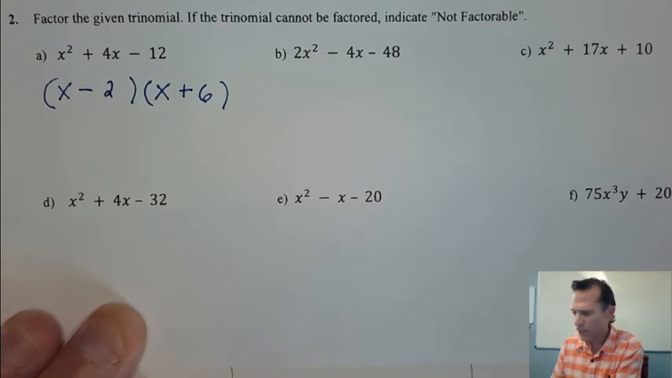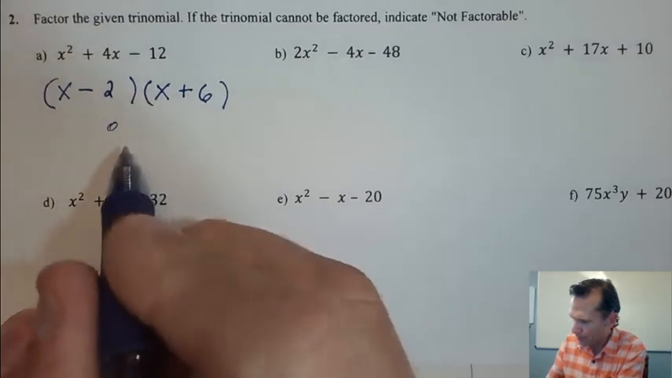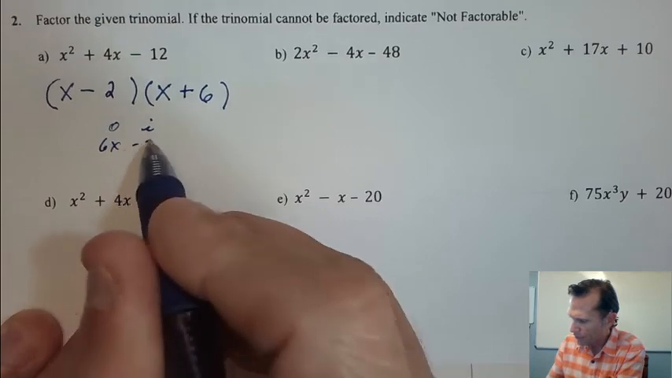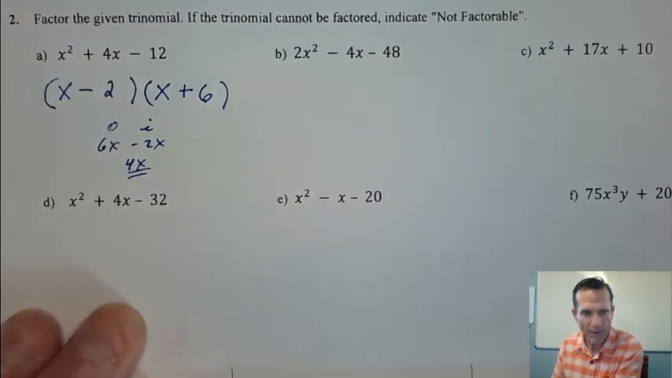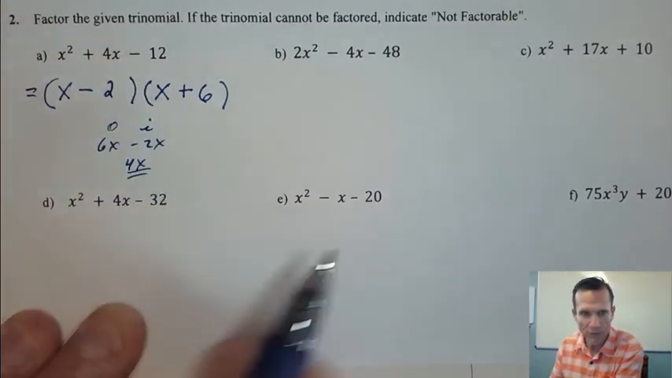So if we check this out with FOIL, we'd get outside would be 6x, and inside would be negative 2x, which is 4x, which is what we want to have on the inside. So this is the factored form of the trinomial.